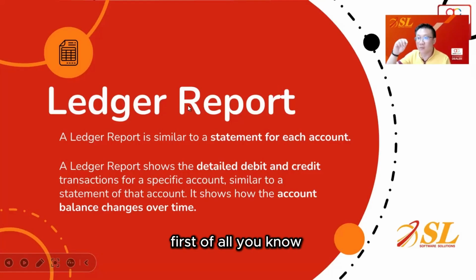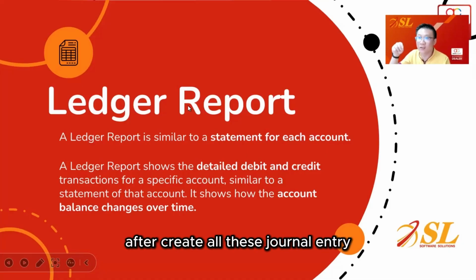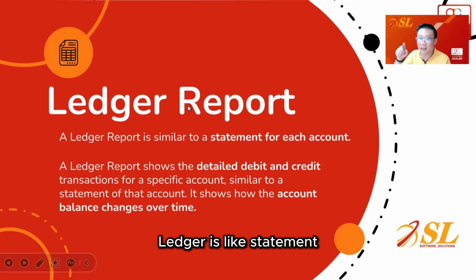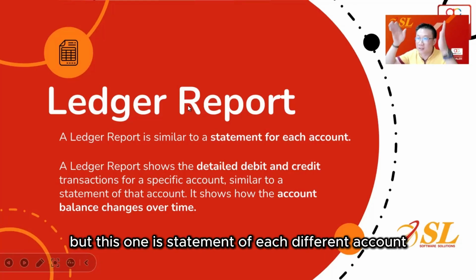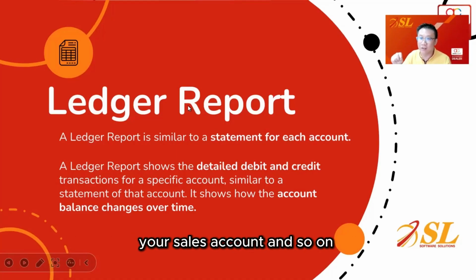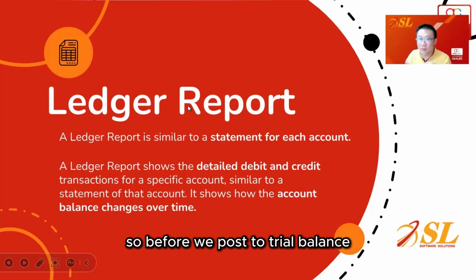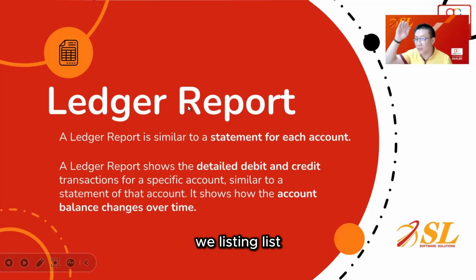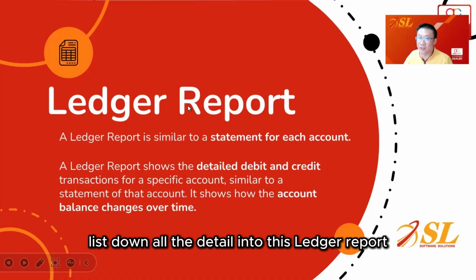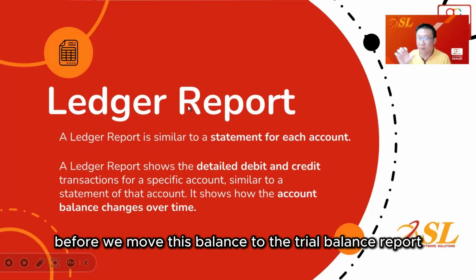First of all, we do accounting entry: debit, credit. That is called a journal. After creating all these journal entries, we move each transaction forward to the ledger. Ledger is like a statement, but a statement of each different account: your bank account, your salary account, your sales account, and so on. Over time we know the balance. So before we post to the trial balance, we list out all the detail in this ledger report to add or minus, get the balance, before we move this balance to the trial balance report.